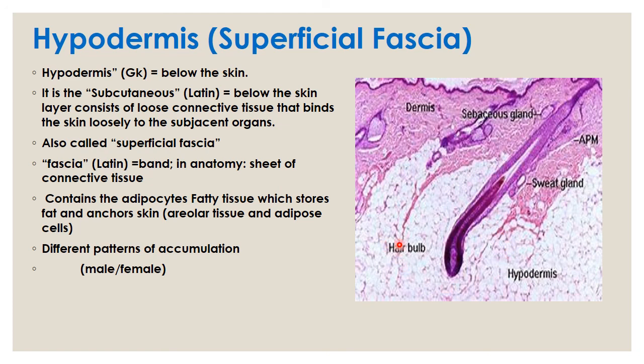It is abundant in adipose tissue, and it also stores lipids. It is also called the fatty tissue or the adipose tissue, and it stores fat and anchors the skin. The pattern or the thickness of this hypodermis is different in males and females, and it also acts as insulation of the body and protects against the loss of heat.